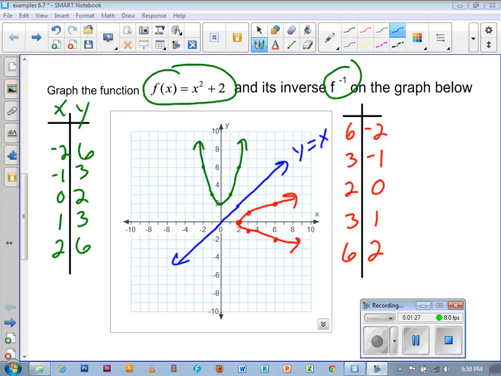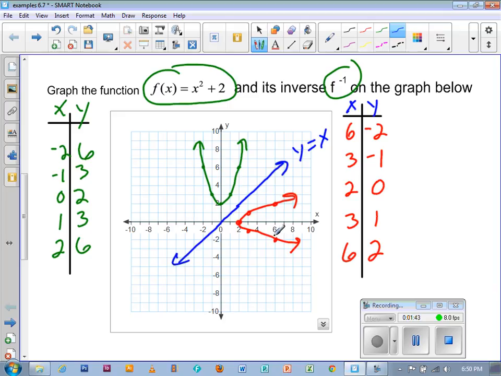Okay, welcome back. Hopefully you had no troubles finding the points, which are just the reverse of the original: 6, -2; 3, -1; 2, 0; 3, 1; 6, 2. It forms the sideways parabola.